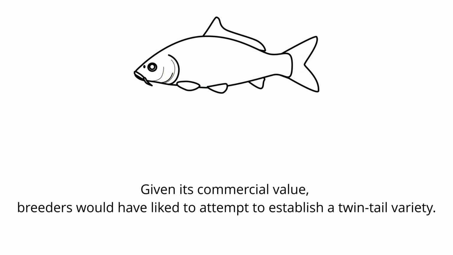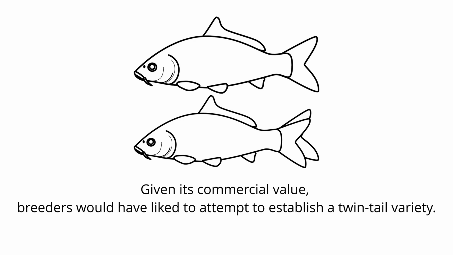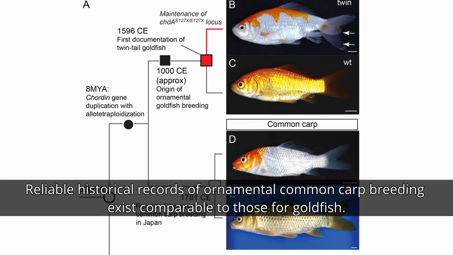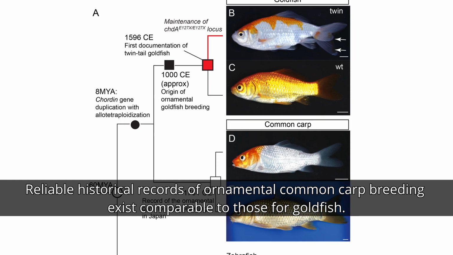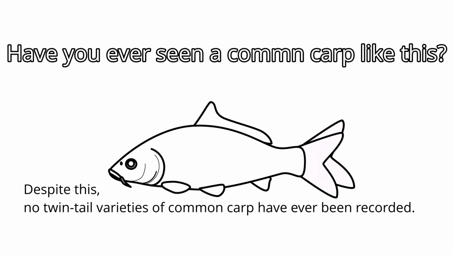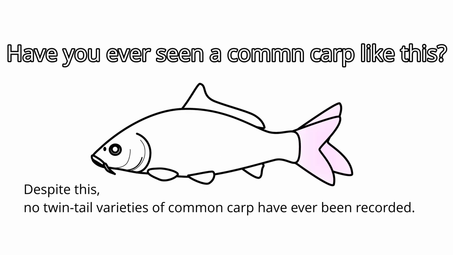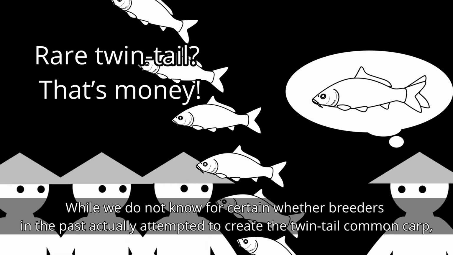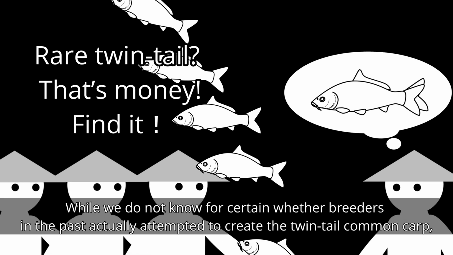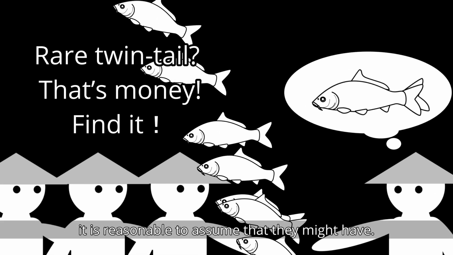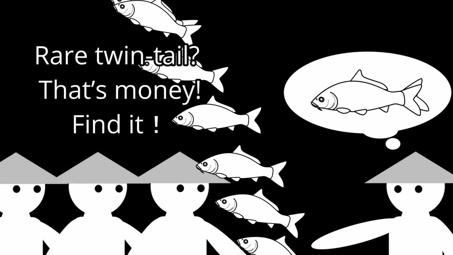Given its commercial value, breeders would likely have attempted to establish a twin-tail variety. Reliable historical records of ornamental common carp breeding exist, comparable to those for goldfish. Despite this, no twin-tail varieties of common carp have ever been recorded. While we do not know for certain whether breeders in the past actually attempted to create a twin-tail common carp, it is reasonable to assume that they might have.